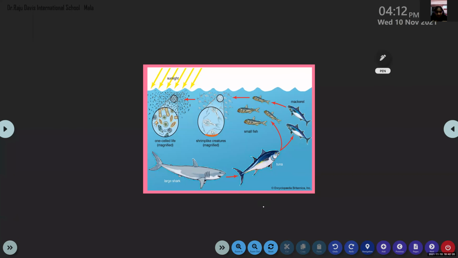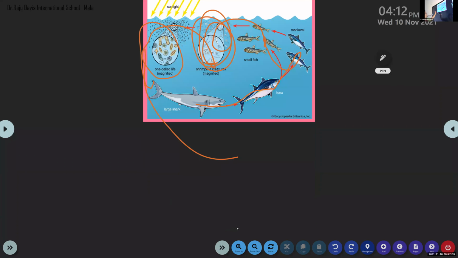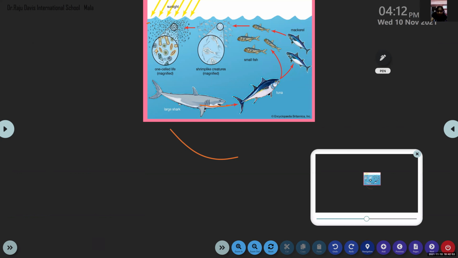Okay. The large shark eats tuna, tuna eats mackerel and the small fish. And the small fish will feed on the small microorganisms present in the water. And then after death, this process continues. Ma'am, shrimp-like creatures eat them too. You will be able to see them like frogs, small kids, no? You know, frogs, small kids. What you call valmakri.